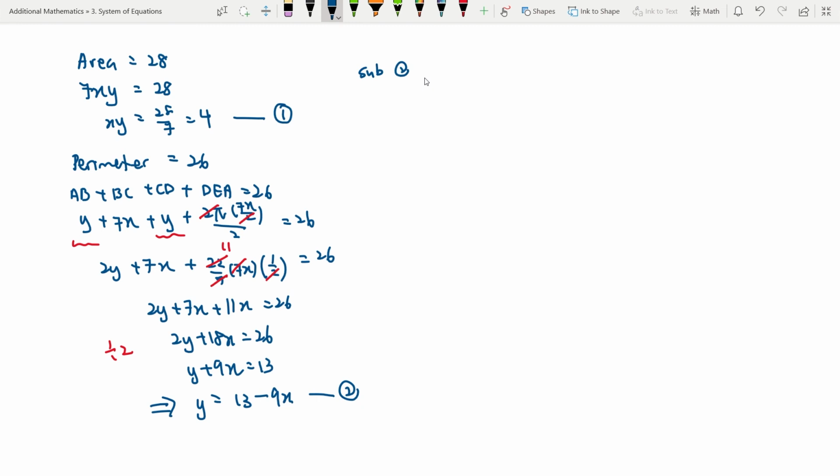Substitute equation 2 into equation 1. x multiplied by 13 minus 9x is equal to 4. We expand the bracket. 13x minus 9x squared is equal to 4. We rearrange it into general form. 9x squared minus 13x plus 4 is equal to 0. We need to solve for this quadratic equation.